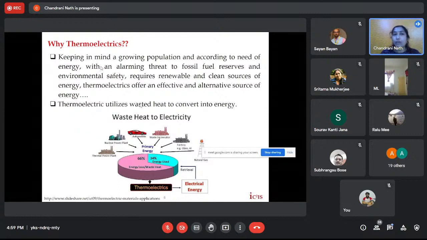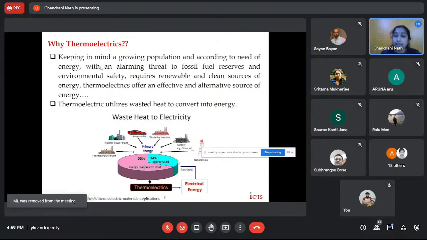So why do we opt for thermoelectrics? As I have already told earlier, thermoelectrics provide a renewable as well as an alternative source for clean energy. Moreover, these thermoelectrics can help us to utilize waste energy. Why waste energy? From this diagram, we can see that most of the energy that we use, almost 66%, goes out as waste heat. That means the more we use, the more we waste. So these thermoelectrics can offer an alternative to recover this waste heat and use it to power other devices.